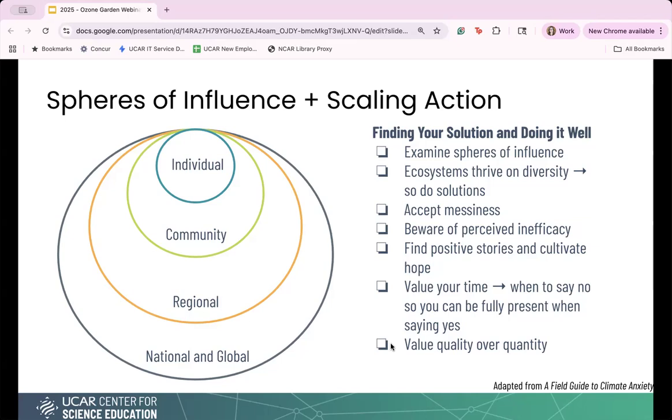Then valuing your time. This is important again for many of us: knowing when to say no so you can stay fully present when you're saying yes. And then valuing quality over quantity. Doing a few things really well is going to be more beneficial than doing a lot of things not quite as well.